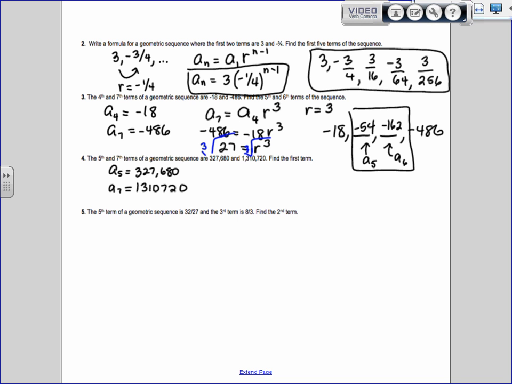So I need to write an equation that relates those two things to each other. Okay, so I'm going from the 5th term to the 7th term. How many swoops do I need? 2. So I'm going to do a sub 7 equals a sub 5 times r to the 2nd. I always write down that formula.